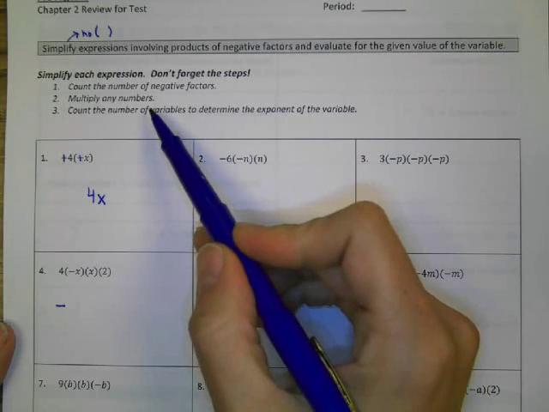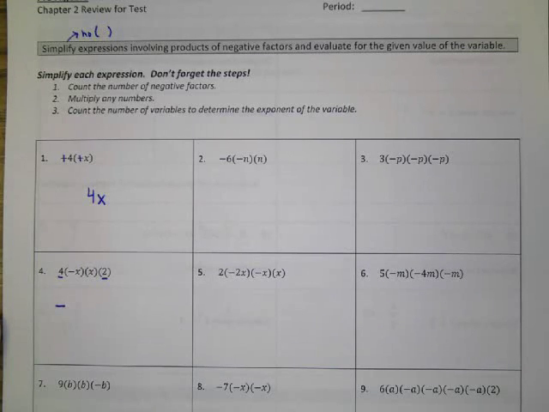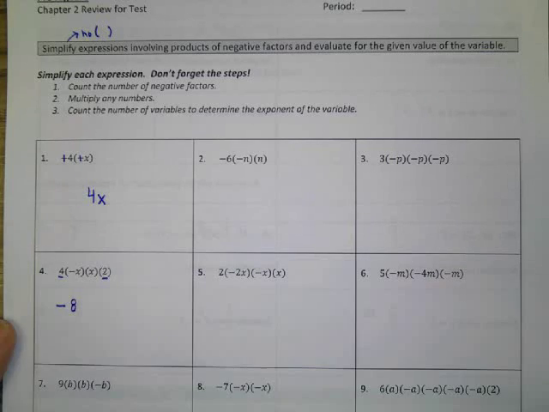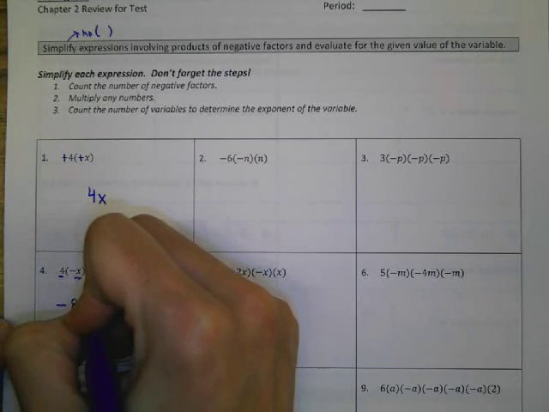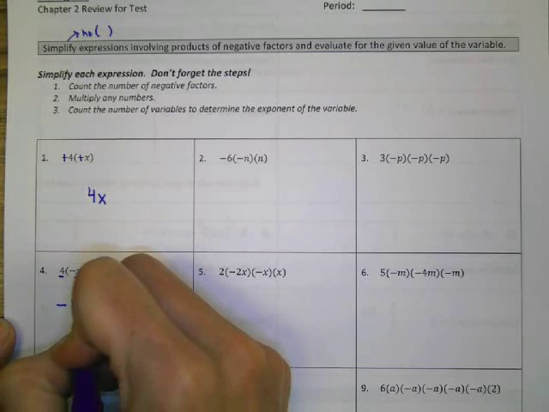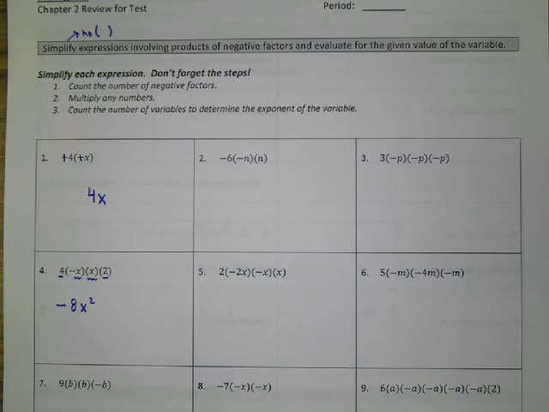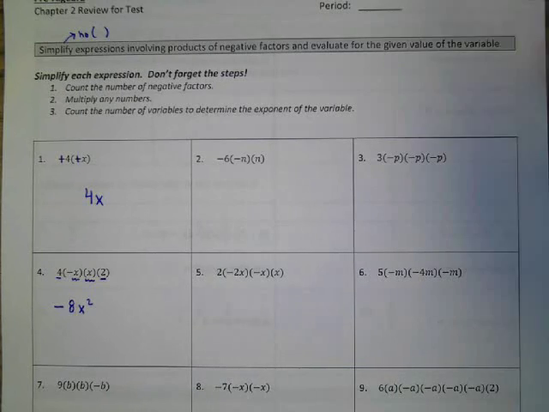Step 2, I'm going to multiply any numbers. In this case, I have a 4 and I have a 2. If I multiply 4 times 2, I get 8. So 8 is going to be my new coefficient. And then I'm going to count the number of variables. I see I have an x here and an x here. So that tells me I'm going to have x to the second power. So that's how we would simplify these expressions.